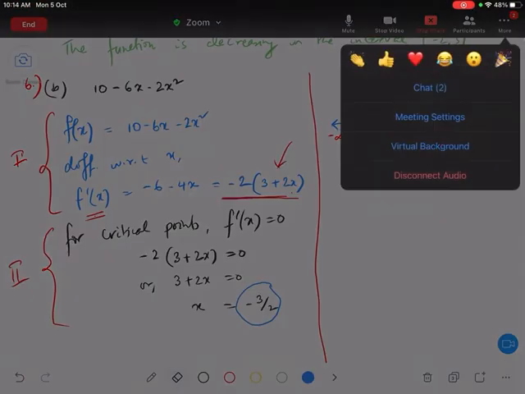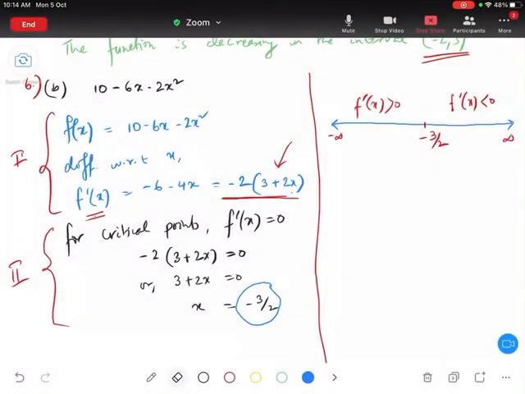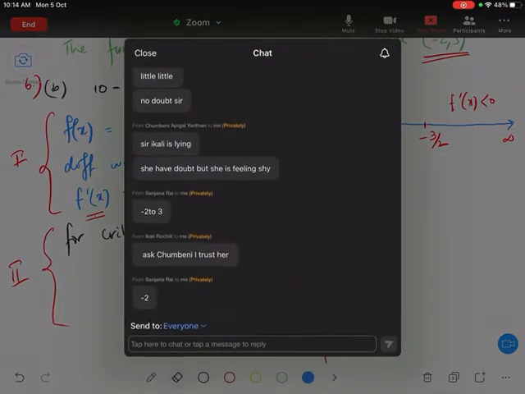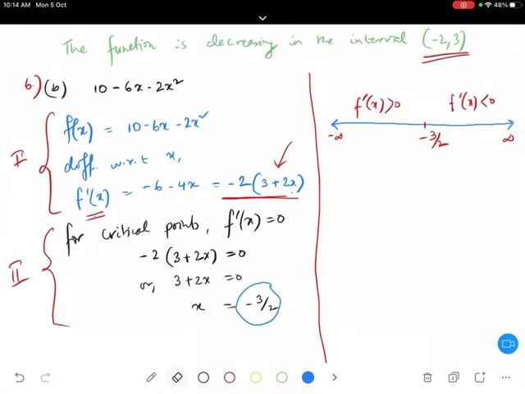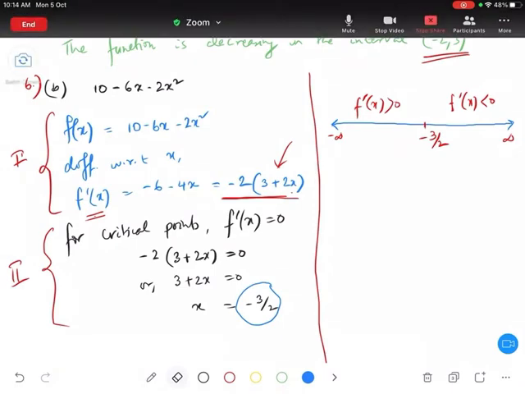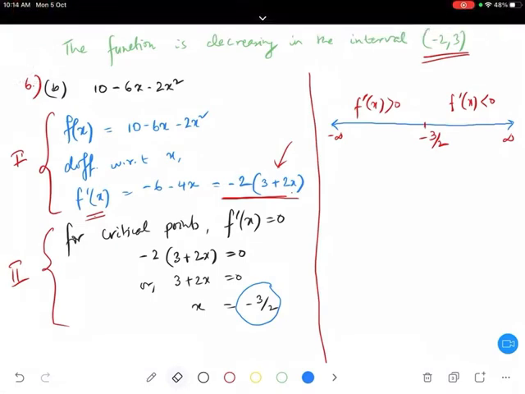Yes, she was saying about Ai Kali. Now, Chumbeni, tell me the interval in which the function is increasing. Come on. Try, try, try. You have to try. The function is increasing in which interval? Yeah, Chumbeni. I asked you the question, right? In which it is increasing.